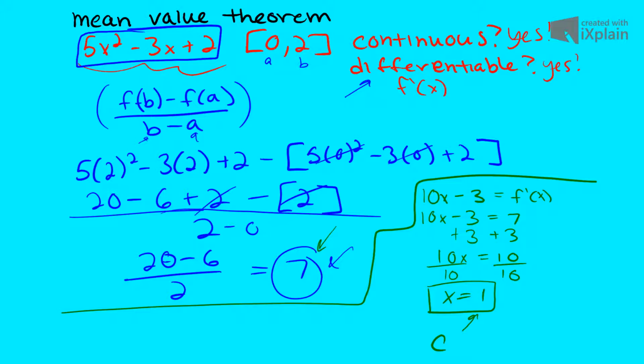And in the mean value theorem, that pretty much means that the slope of our tangent line at x equals 1 is going to be equal to the slope of our secant line, my bad. Anyway, that is how you do the problem.